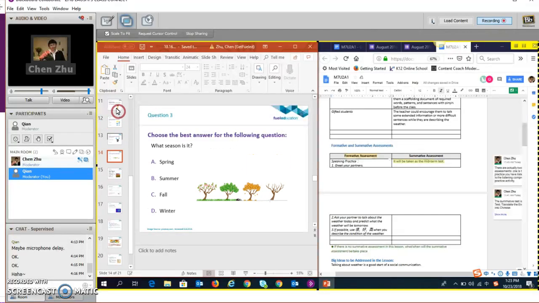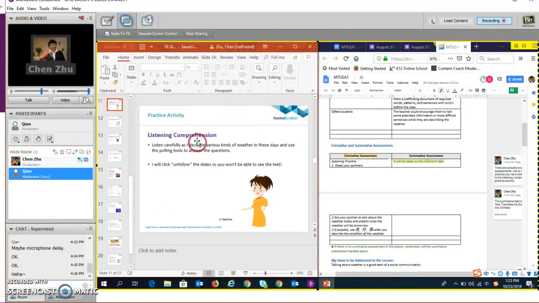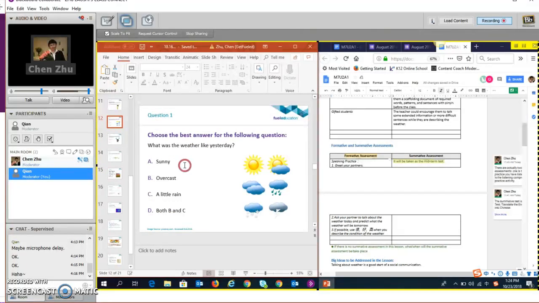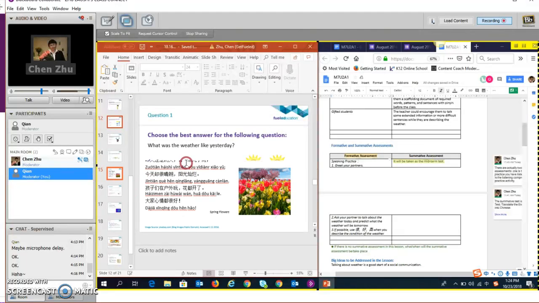Let me introduce how this activity is done. First, you follow the PowerPoint. You can see this section and you read it to the students. The students listen twice, once at normal speed, second at slower speed with important vocabulary stressed, and then you give the students time to answer the questions. If there is time, you let the students check the answer with you, so you go back here and point out which one is the correct answer.